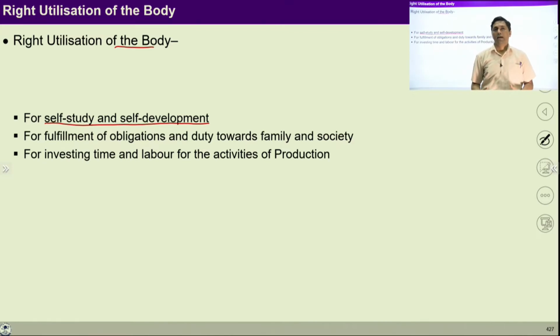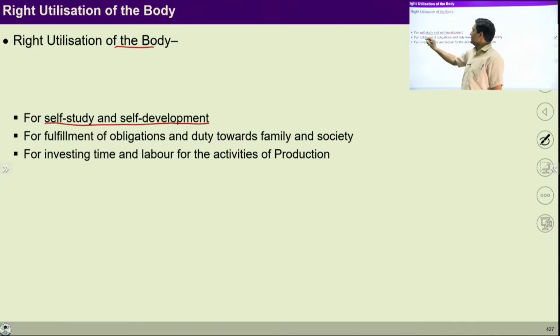So suppose I am teaching this subject because I have this body, and because of the senses available in the body you can listen to me. Similarly, you have a body, you can express yourself and I can listen to you. So for this self-development, for self-study, this body is required. A healthy body is required, and a healthy body can be ensured with the right utilization of the body. So it is our responsibility to ensure right utilization of the body, which is naturally available to all of us.